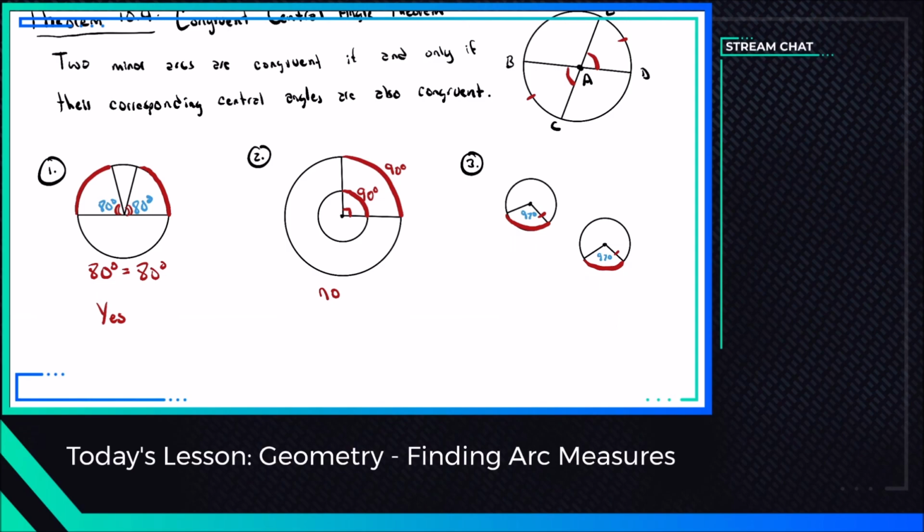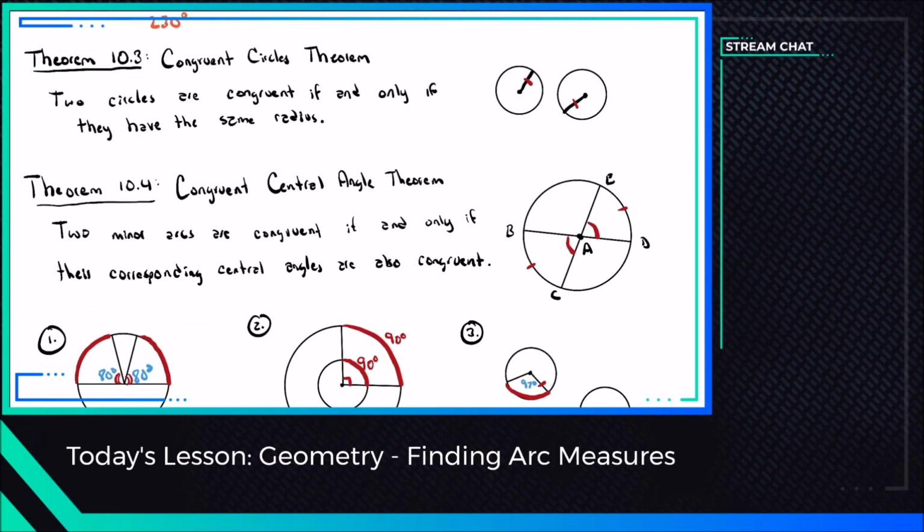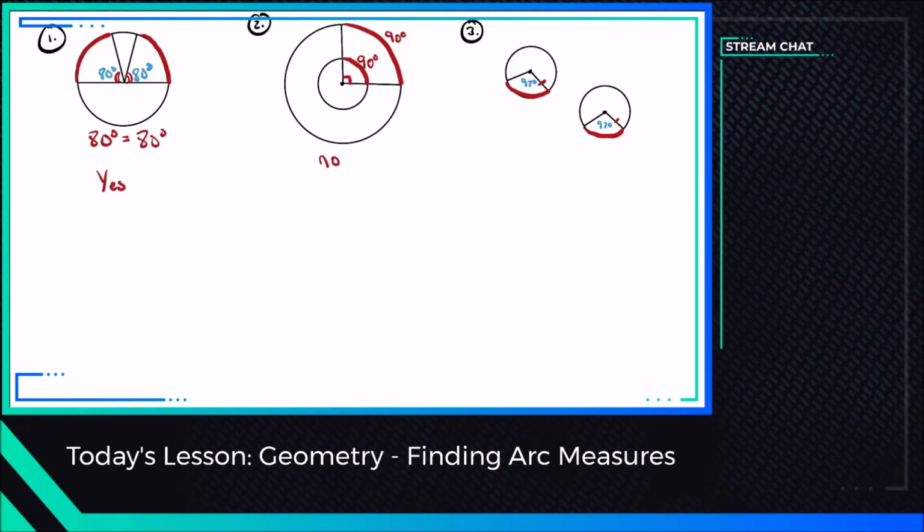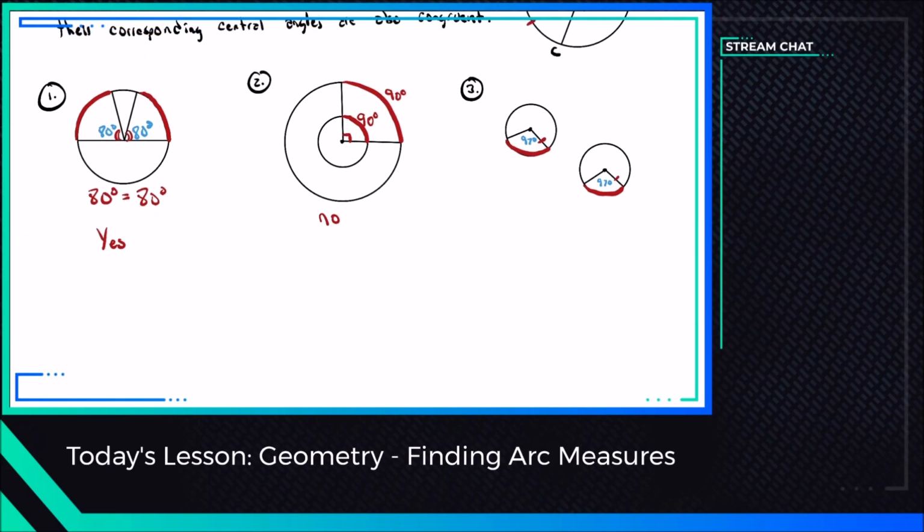And then finally, we have two separate circles here. The radii are both congruent, so theorem 10.3 is going to tell us that these two circles are indeed congruent. They both have the same angle measurement of 97 degrees. So thus, these two are, yes, indeed, congruent.